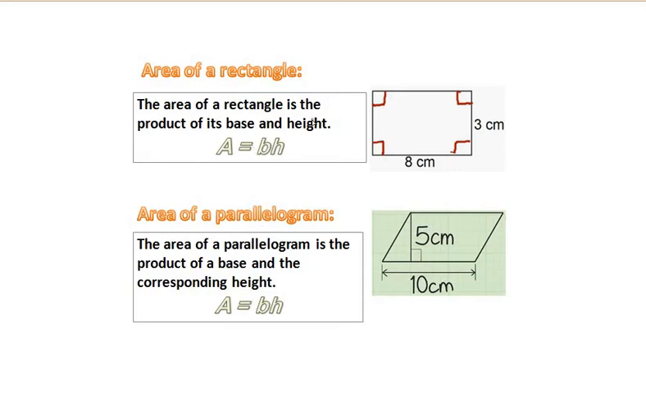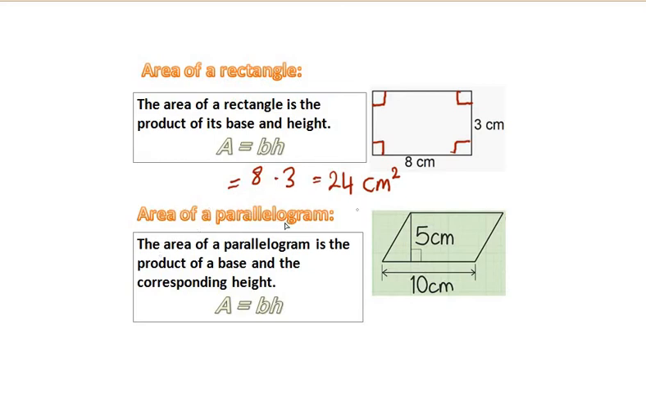Let's start with the rectangle. The area of a rectangle is the product of its base and height. To find the area of this rectangle, we just multiply the base length, which is 8, times the height, which is 3. And this is equal to 24. Centimeter times centimeter is centimeter squared. That's why the area is always measured in squared units, because you multiply two units.